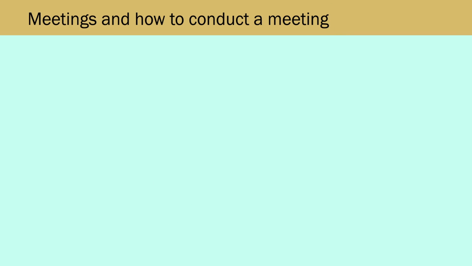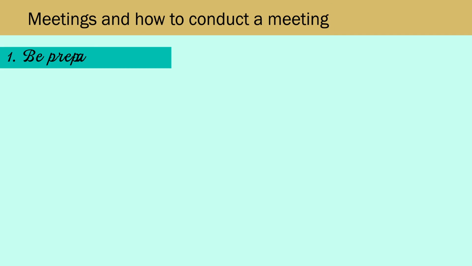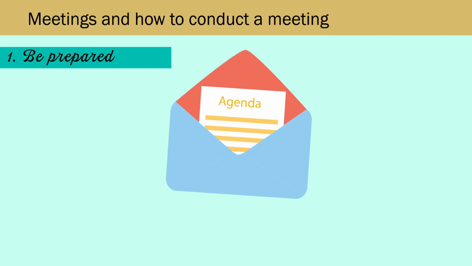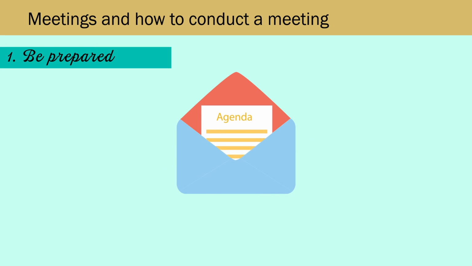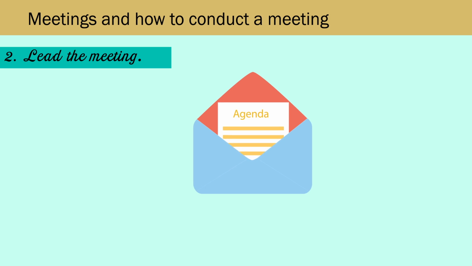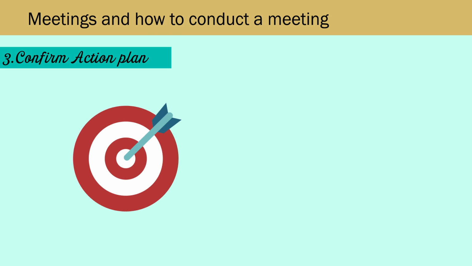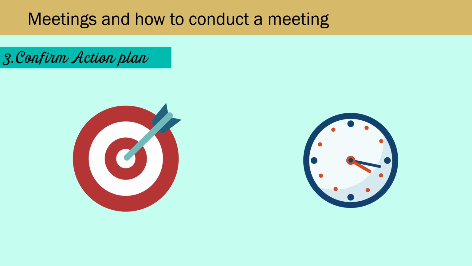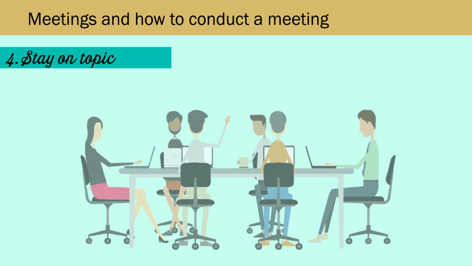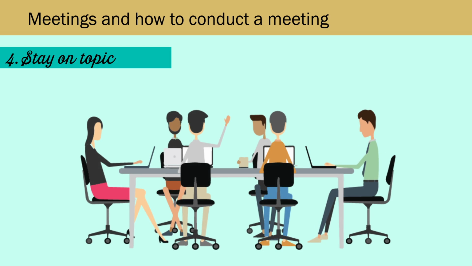Meetings and how to conduct a meeting. Be prepared by sharing the agenda prior to the meeting. Lead the meeting by ensuring the agenda is followed. Confirm action plan and schedule the next meeting. Stay on topic. After each agenda item and its corresponding discussion, briefly summarize outcomes per the group discussion, ask for questions, and move on. Now let's take a look at writing skills.